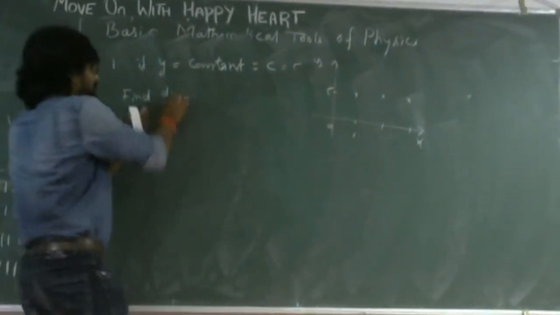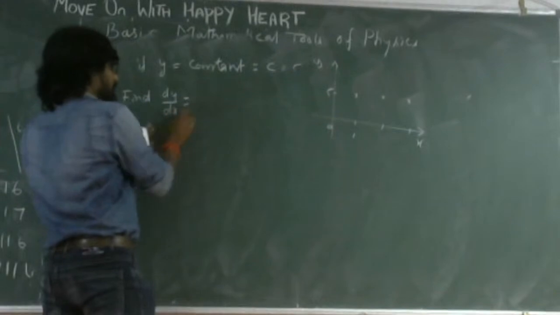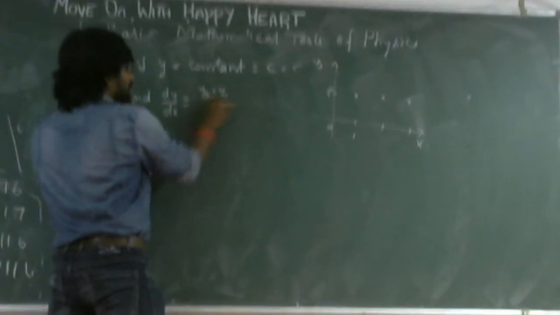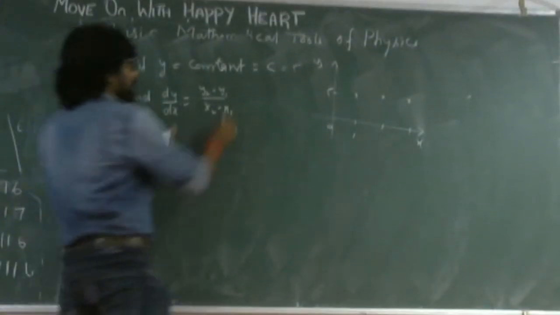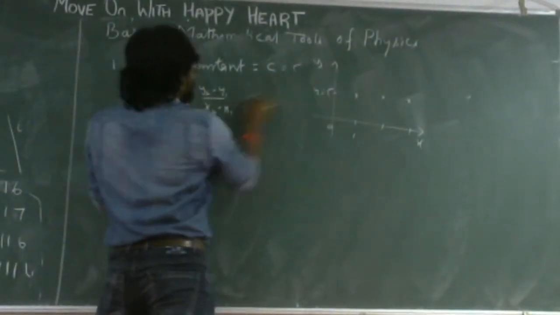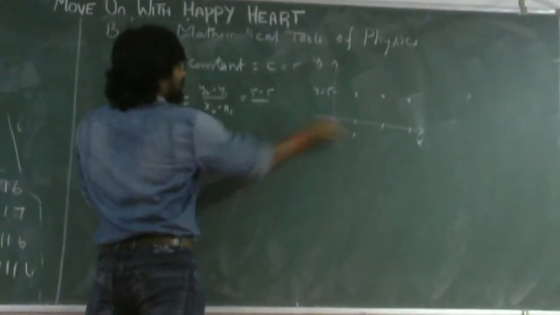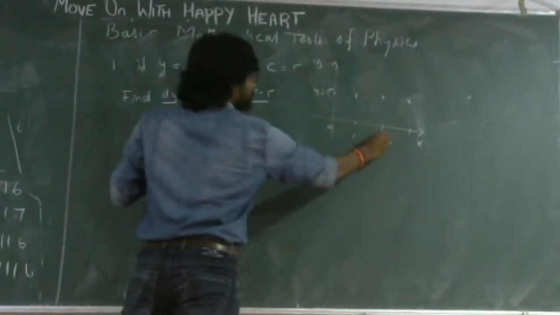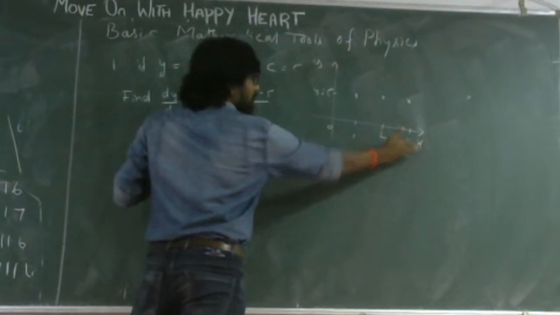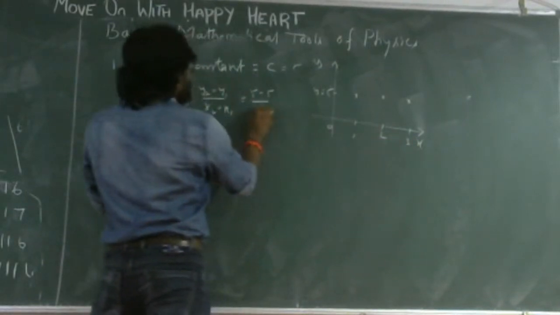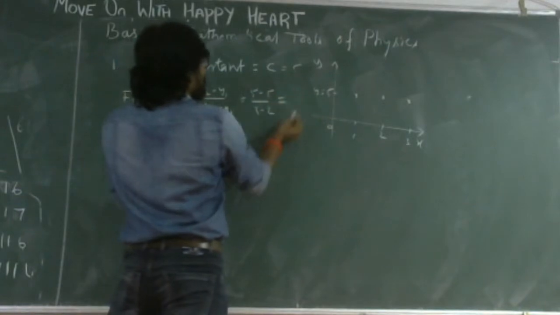Then change in y by change in x will be taken as dy by dx, which means (y2 minus y1) by (x2 minus x1). Here y is nothing but 5, so 5 minus 5 by, you can take any two positions. If we take 3 and 2, then 3 minus 2 in the denominator. But 5 minus 5 is 0, by 1. You get 0.